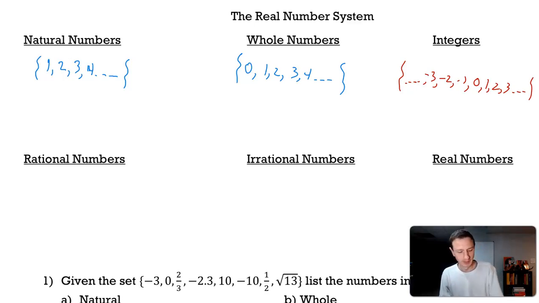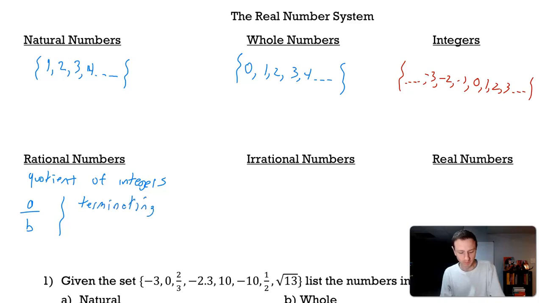Rational numbers can be written as a fraction. So I'll just write this as a quotient of integers, we'll say. Quotient of integers. But it's written as a fraction, so like a over b. Or another way to identify it is terminating or repeating decimals. Terminating or repeating decimals. So for example, you could have a fraction like 3 over 4.